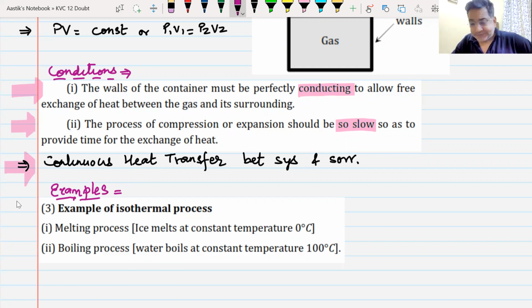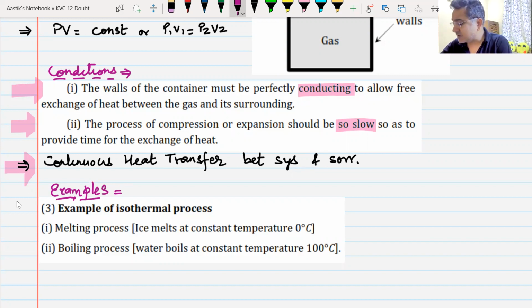I hope everyone is noting this down. We are trying to bisect everything in terms of different headings. All the things would be put in different points, so that if any question comes on the isothermal process, you remember all those points and can go ahead and solve it.